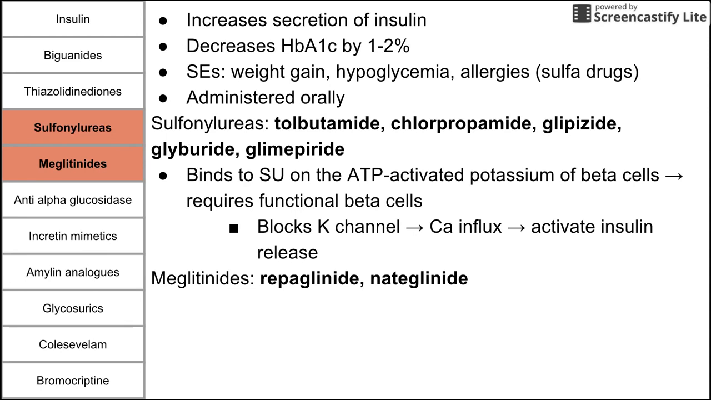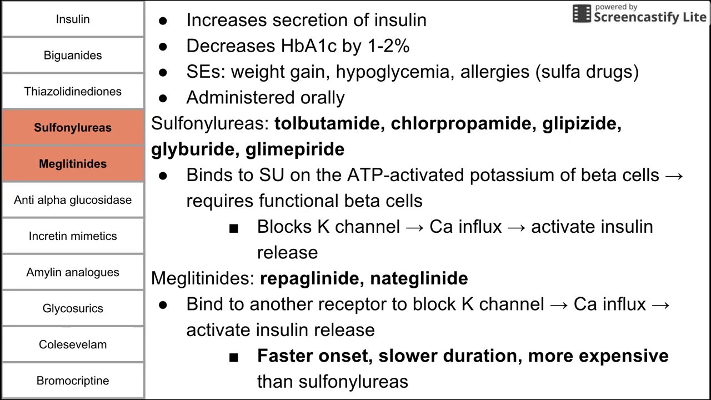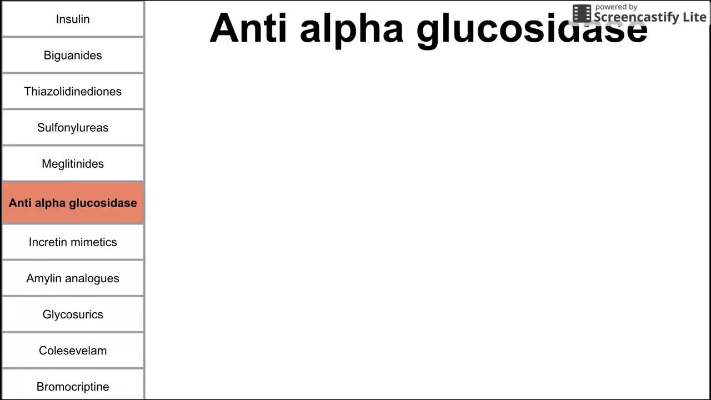Similar mechanism of action in meglitinides. So these are repaglinide, nateglinide, so they end in glinide. These bind to another receptor to block the potassium channel. So it's a different receptor on the same potassium channel. They have the same mechanism of action after that. So they block the potassium channel, which leads to calcium influx, and that, again, activates insulin release. The second group, the meglitinides, have faster onset and a shorter duration, and they're also more expensive compared to the sulfonylureas.